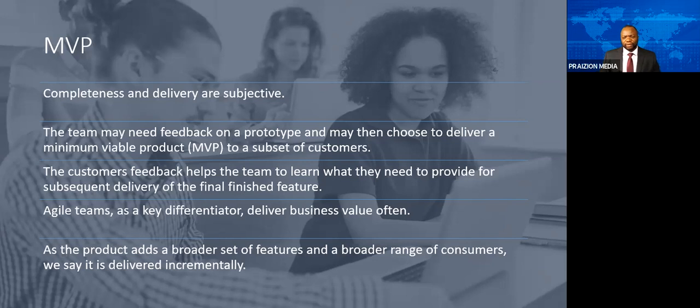Remember my example in the beginning of my customer who at the end of the day said, no, no, no. Well, I wish we had used the concept of delivering a minimum viable product. If we had, we would have gotten feedback. It says a customer's feedback helps the team learn what they need to provide for subsequent delivery of the final finished feature. So you know what the final thing should look like. Agile teams as a key differentiator deliver business value often. As the product adds a broader set of features and a broader range of consumers, we say it is delivered incrementally.